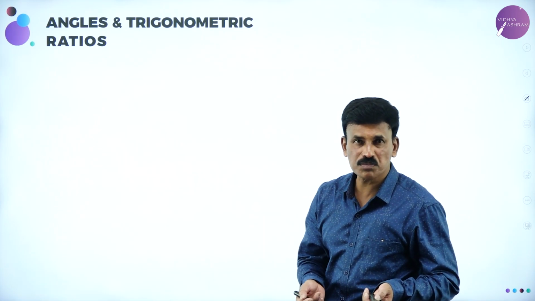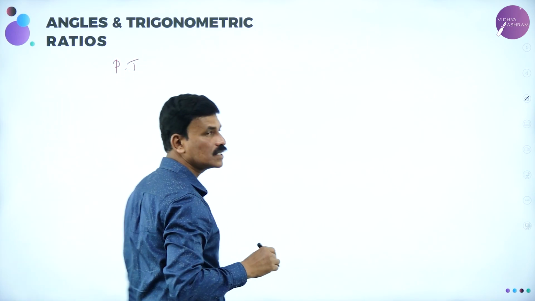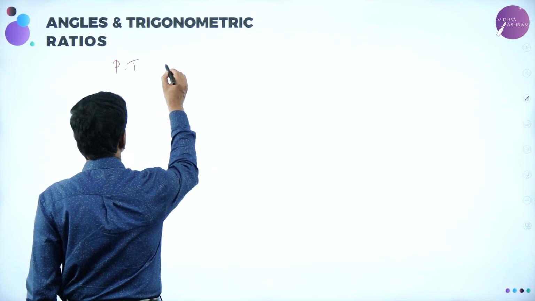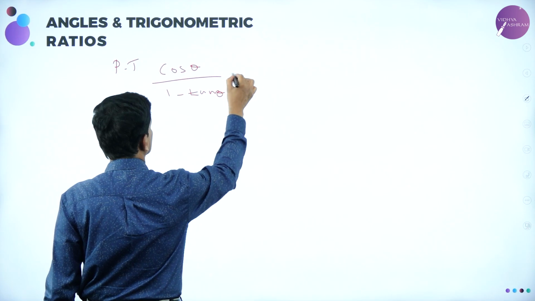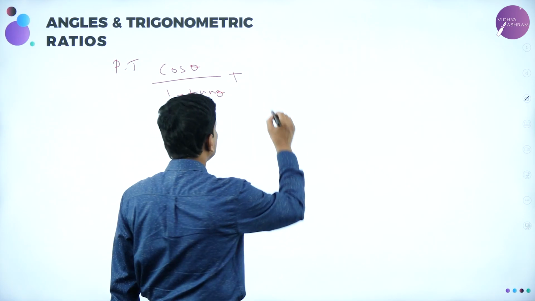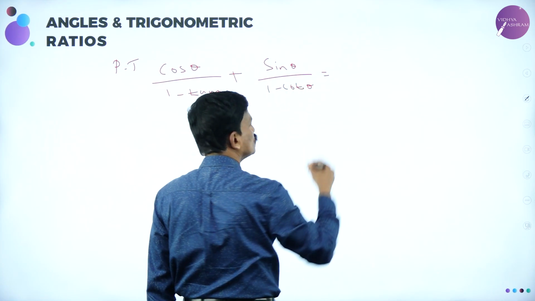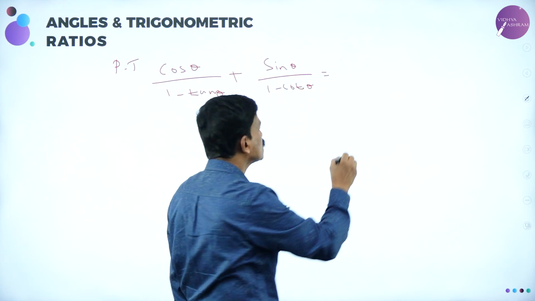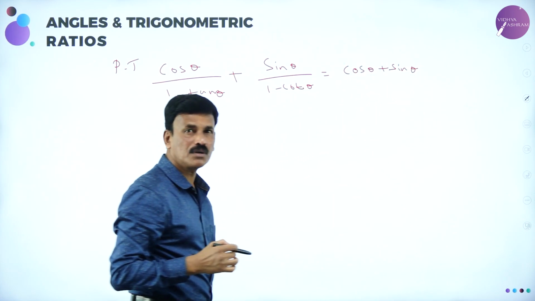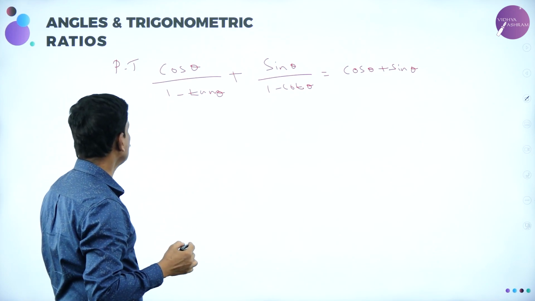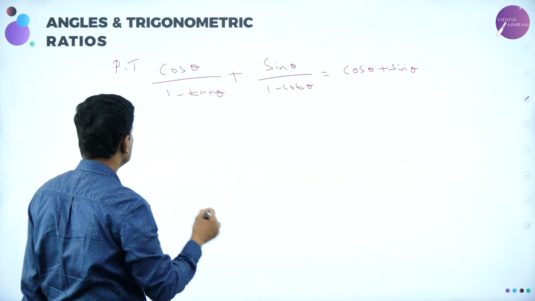Now let us come to the last problem. There is one important problem. Prove that, the problem is like this. Prove that cos theta divided by 1 minus tan theta plus sin theta divided by 1 minus cot theta is equal to cos theta plus sin theta. This is a very important problem. So prove that cos theta divided by 1 minus tan theta plus sin theta divided by 1 minus cot theta is equal to cos theta plus sin theta.